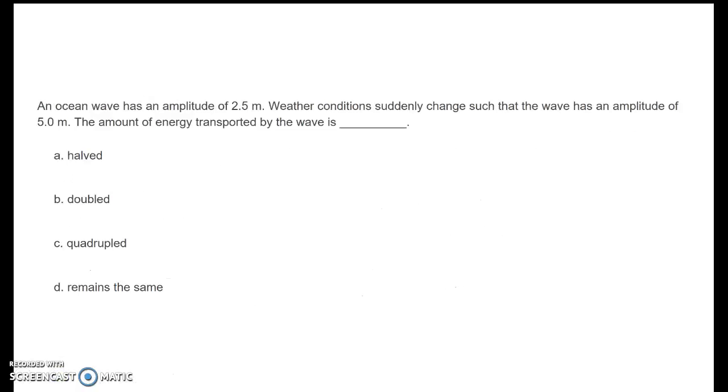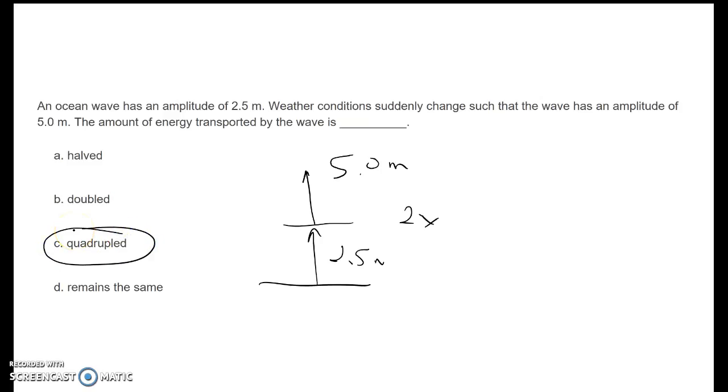Let's look at another example. An ocean wave has an amplitude of 2.5 meters. Weather conditions suddenly change and the wave has an amplitude of 5 meters. The amount of energy transported by the wave is... think of an answer while I draw. So I'm at 2.5 meters of amplitude. All of a sudden I go up to 5 meters of amplitude, so I double. If I double my amplitude, we quadruple our energy, right? Double means quadruple. The answer is C.